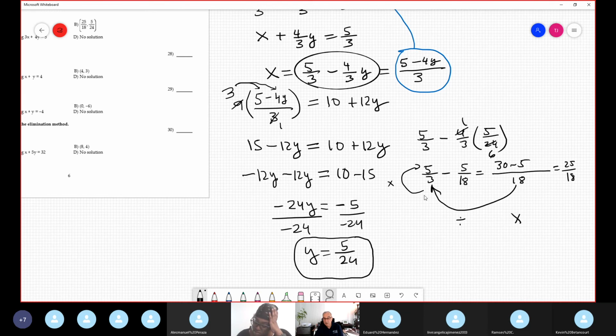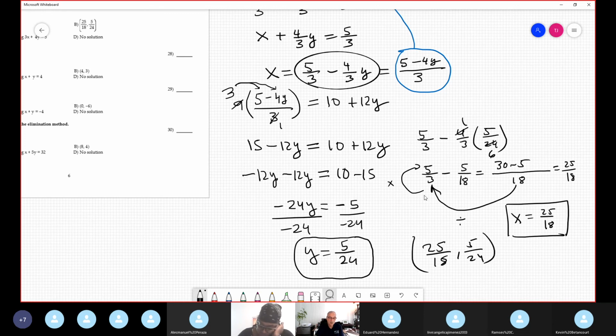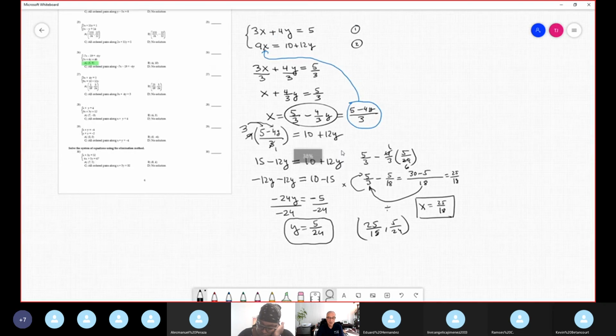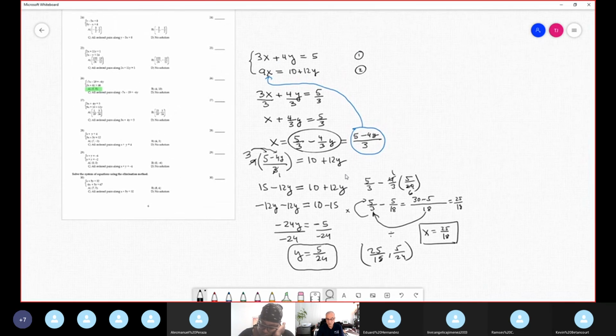The x value is 25 over 18, and the solution is the ordered pair 25 over 18, comma 5 over 24. It's no big deal, but the complication is the fractions. That is the reason, in my opinion, it is much better to use elimination to avoid the fractions, not substitution. It's B, yeah, it's B.